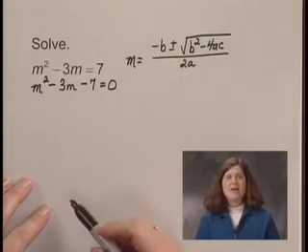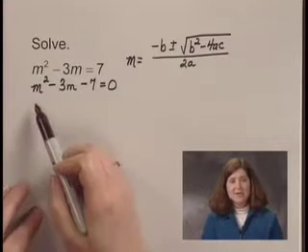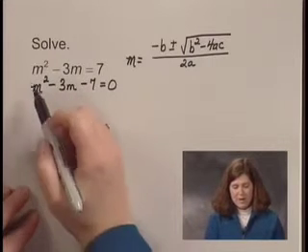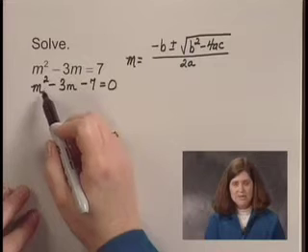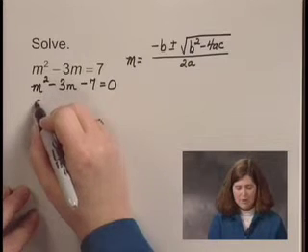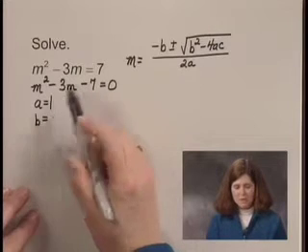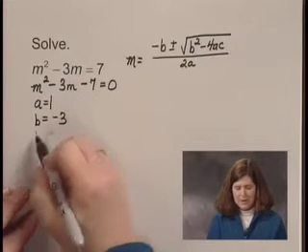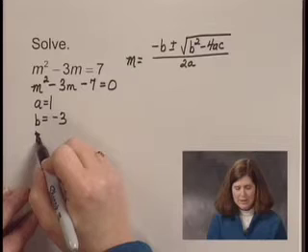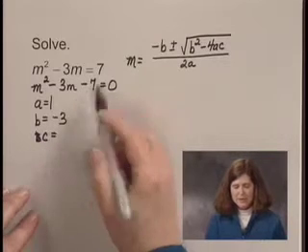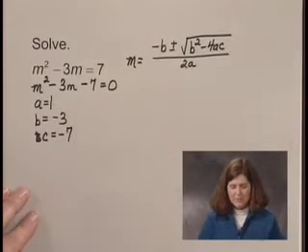And then I determine what a, b, and c are. A is the coefficient of m squared, that is 1, because m squared is the same as 1 times m squared. B is the coefficient of m, which would be negative 3. And c is the constant term, which is negative 7.